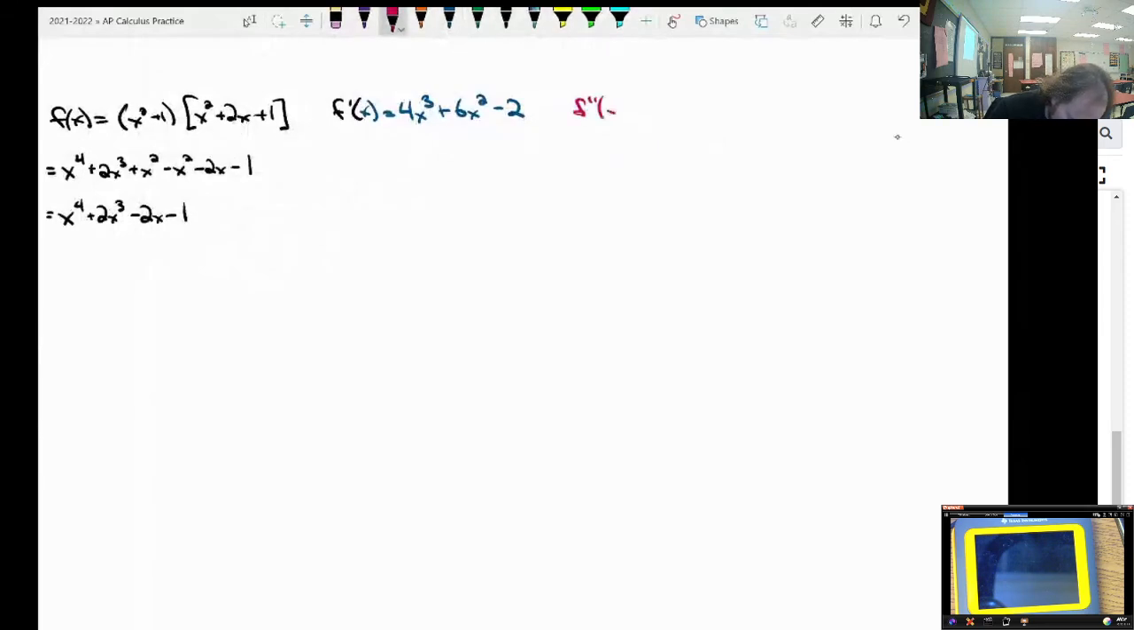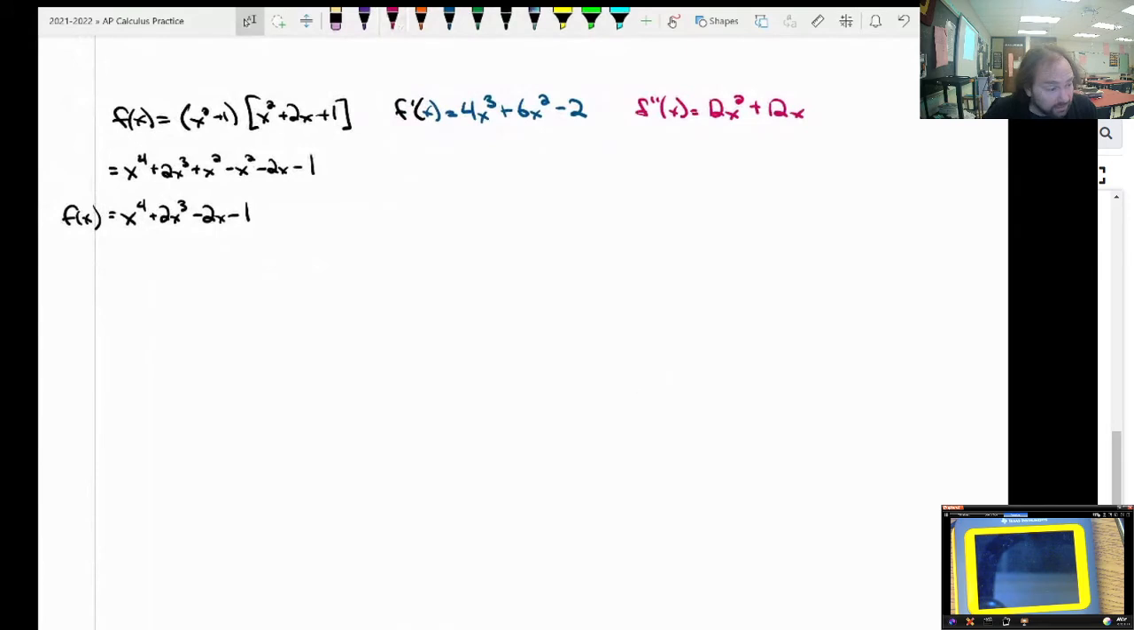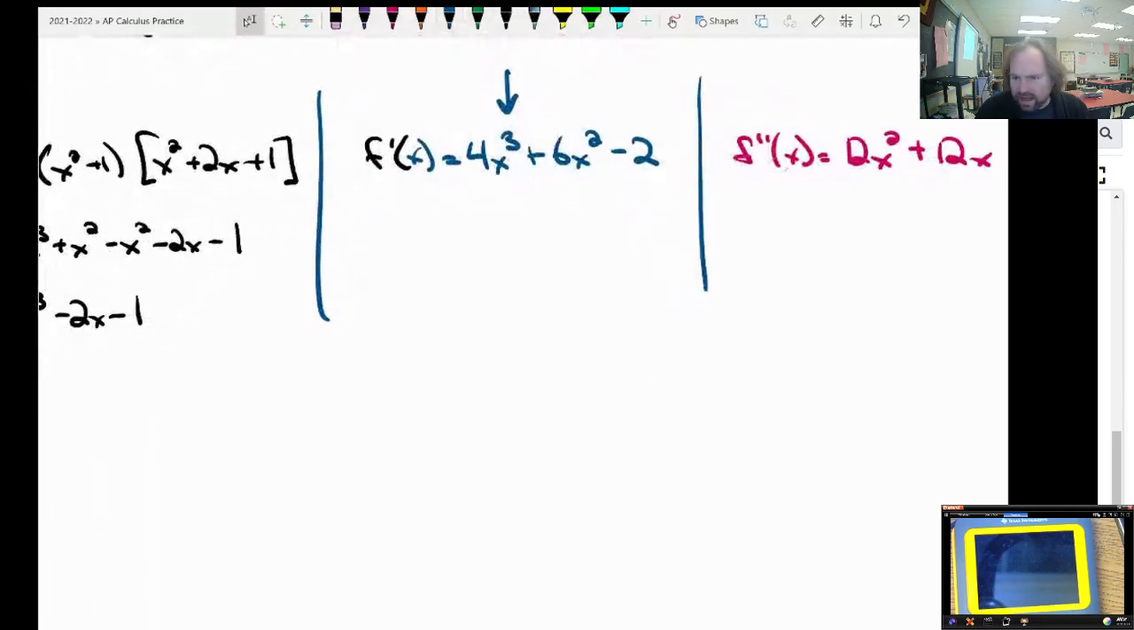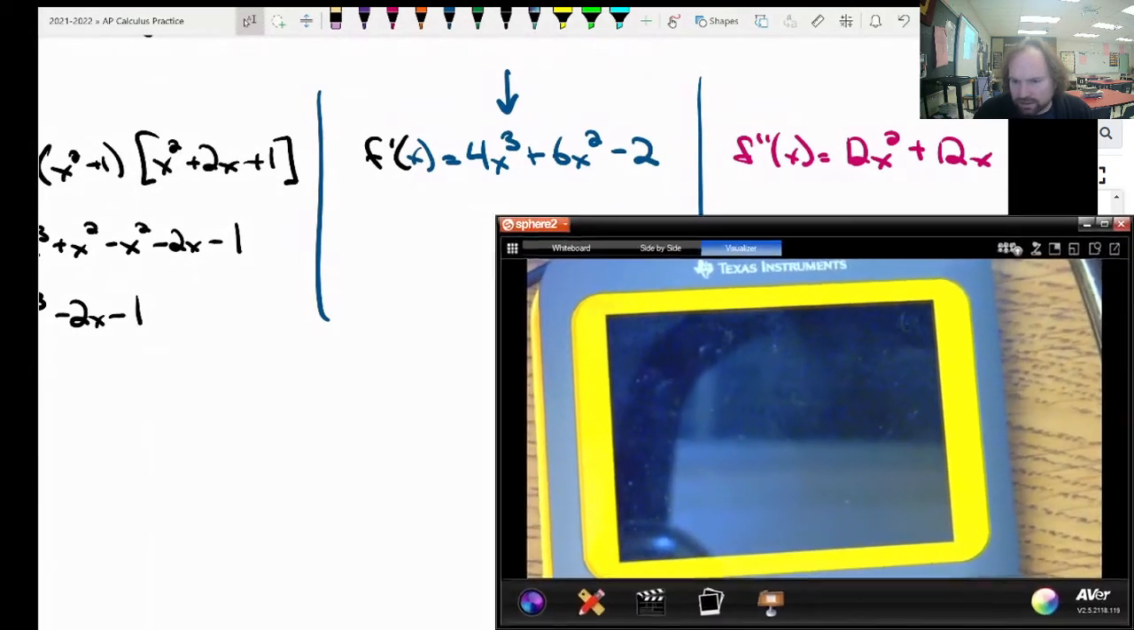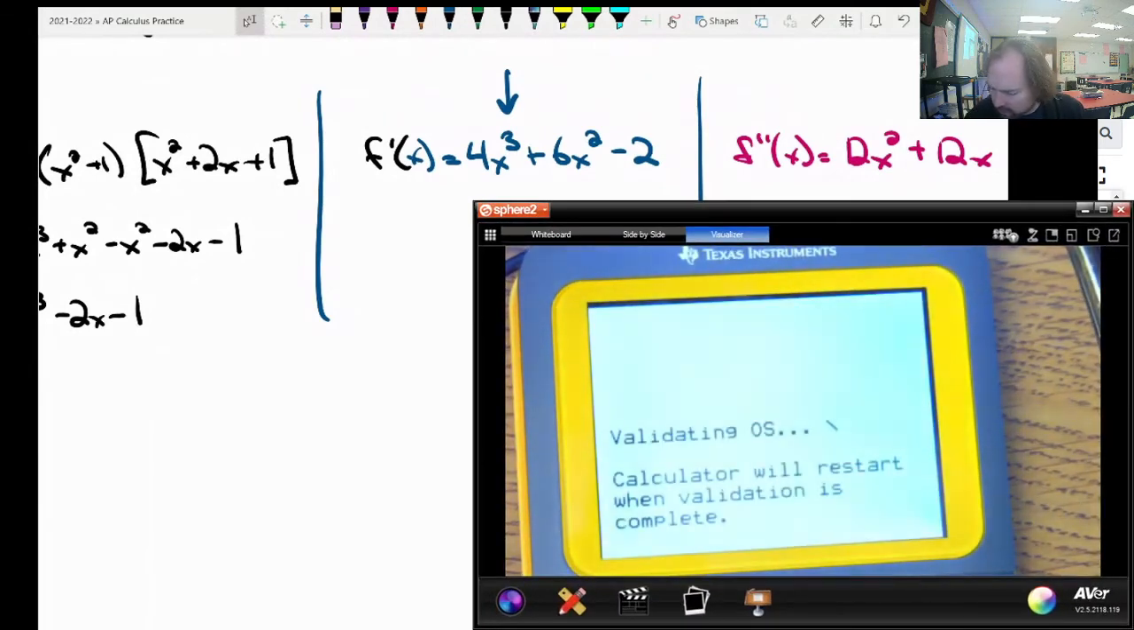F double prime of x is going to be 12x squared plus 12x, which is kind of cool, the way that shakes out. That's going to be pretty easy to find x equals 0 on. Well, we'll deal with that in just a moment here. Okay, so as far as relative minimums and relative maximums, let's take a look at the first derivative. And honestly, for a graph like that, I don't see a nice, easy way to factor it, and it's next to the third power, so I'm going to graph it and see where it equals 0.